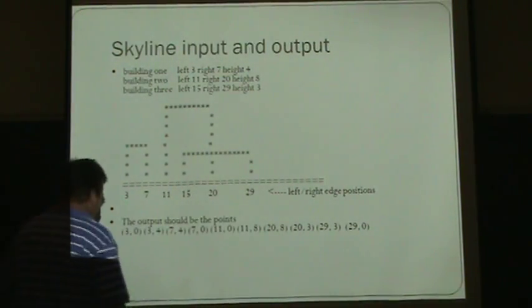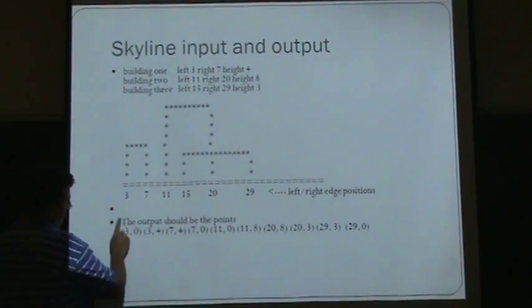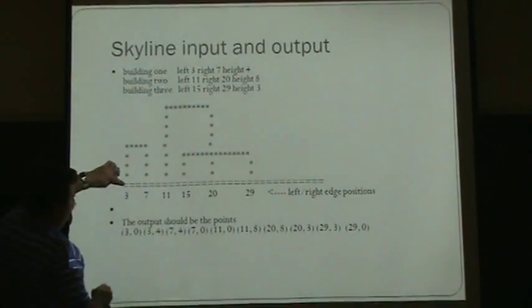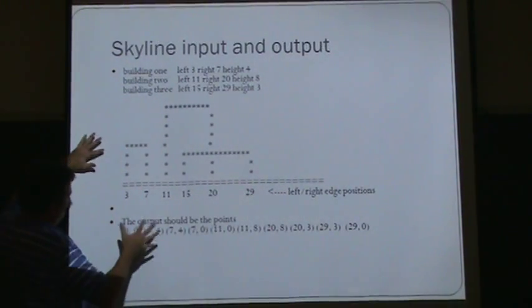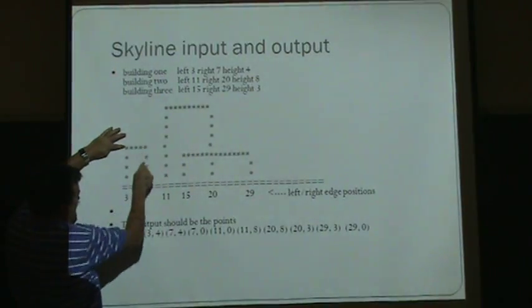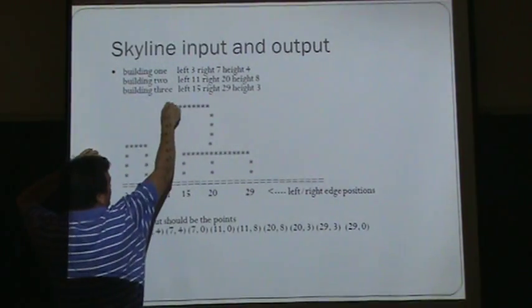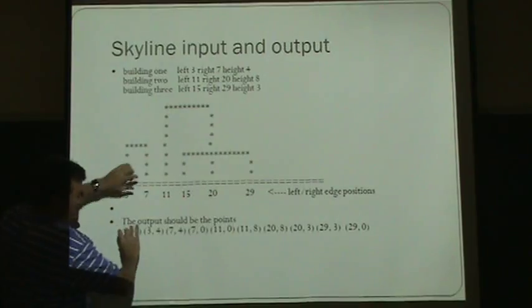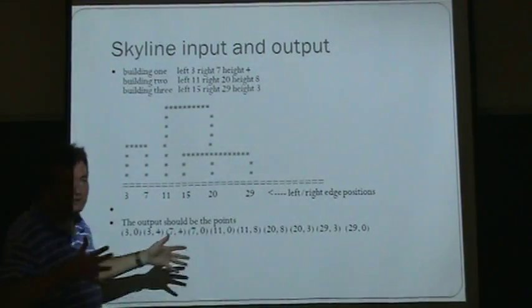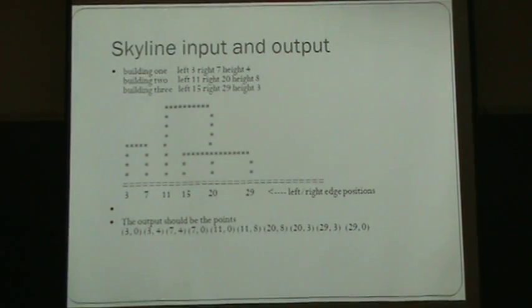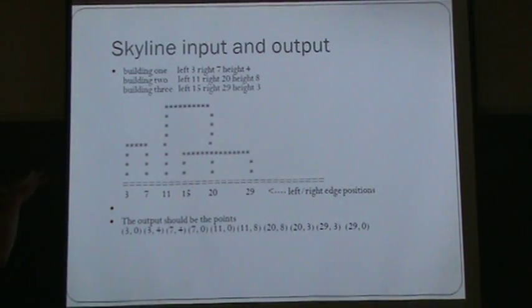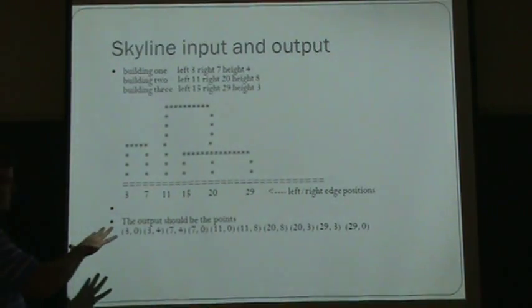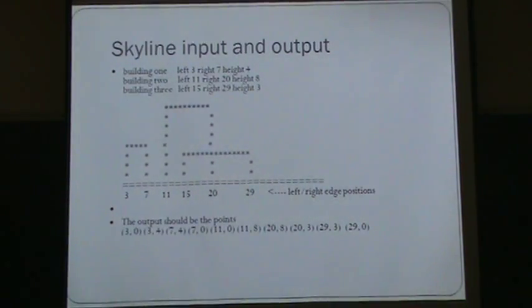Okay. But anyway, the answer would be starting at 3, 0, then going to 3, 4. Basically, the output should just be this point, this point, this point, and so on, through this last point. See how this could be considered the silhouette of the skyline? So now the question is, if you were given buildings as input and wanted to print out the silhouette of the skyline, anyone have any ideas? If you haven't heard this problem before, this one takes a little thinking.